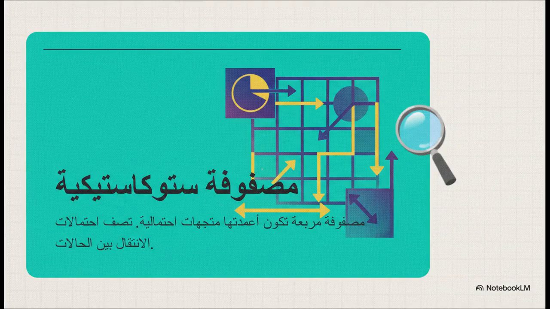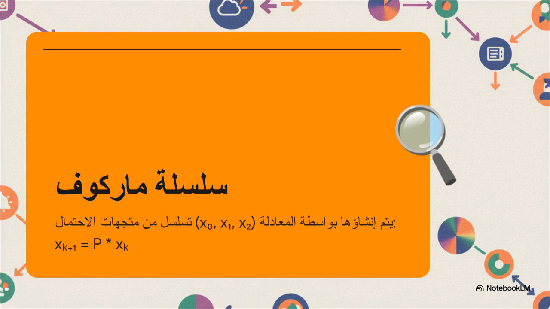The second component is the stochastic matrix. Now this is the rulebook. It's the engine that dictates how the system changes over time. It's a square matrix where every single column is itself a probability vector, describing the odds of moving from one state to another.